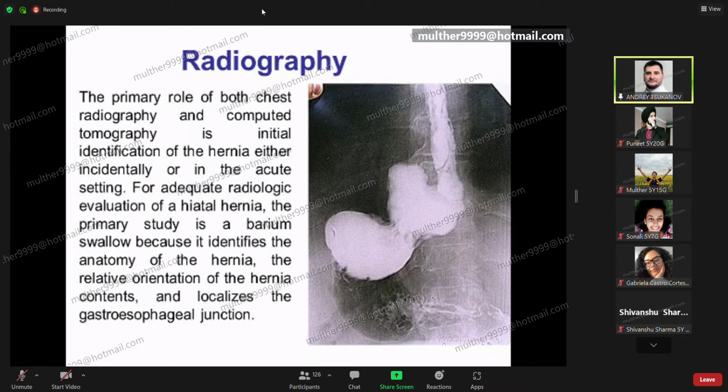So the primary role of both chest radiography and computed tomography is initial identification of the hernia, either incidentally or in the acute setting. For adequate radiologic evaluation of hiatal hernia, the primary study is a barium swallow because it identifies the anatomy of the hernia, the relative orientation of the hernia contents, and localizes the gastroesophageal junction.